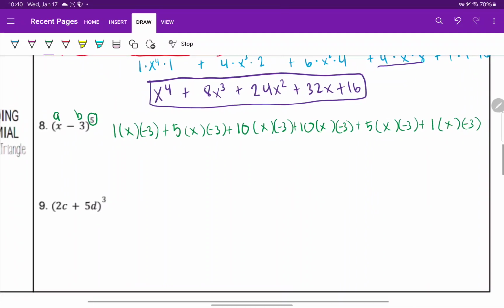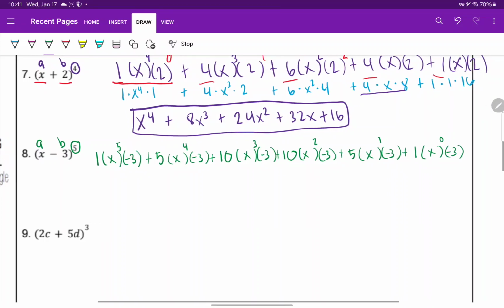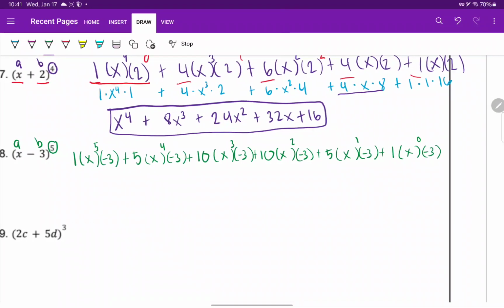Okay. Now, if you remember from last time, we start at 5 for x, the first term, A. Then we go down by 1 power. So 5, 4, 3, 2, 1, 0. And then to go backwards, we start negative 3 on the right side at 0, then we just go backwards. 5, 4, 3, 2, 1, and 0.